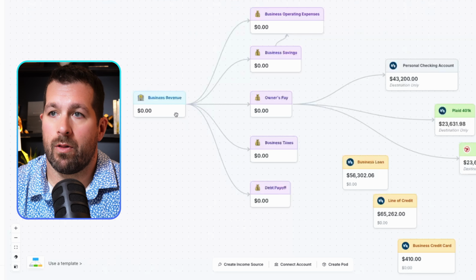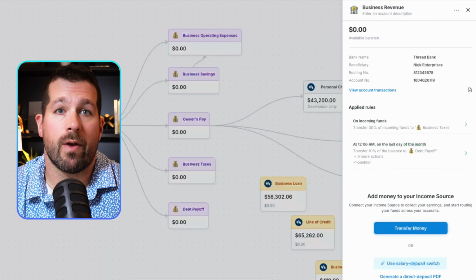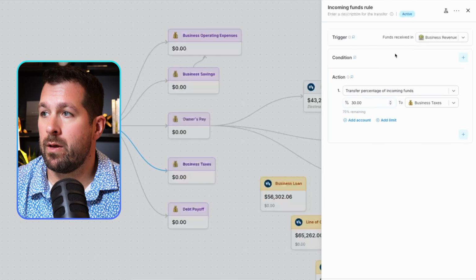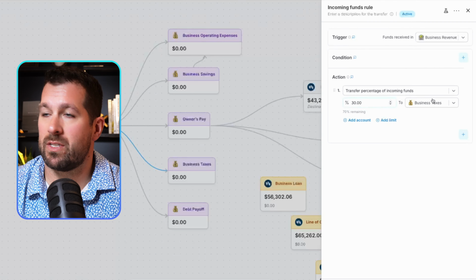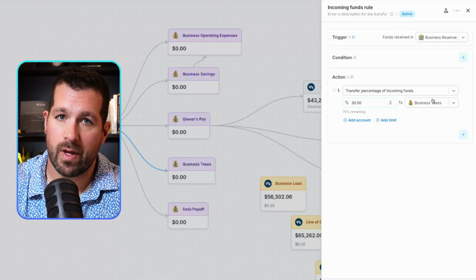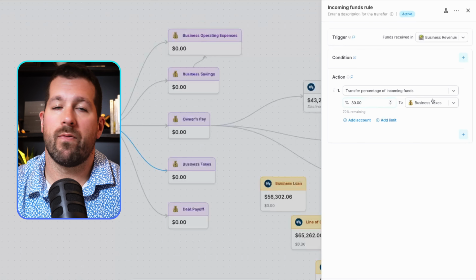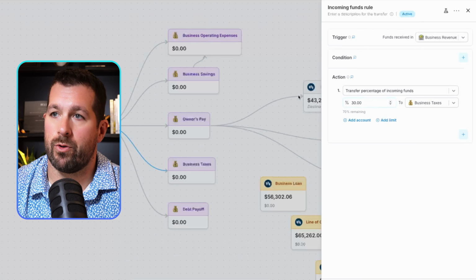So as we saw, all of the money is going to be deposited into the business revenue account. Rule 1 is about sending 30% of that money every single time it's received into the business taxes. So whether you're getting $1 into the account or $100,000 or $1 million into the account, we're going to run that rule every single time money hits the business revenue account.